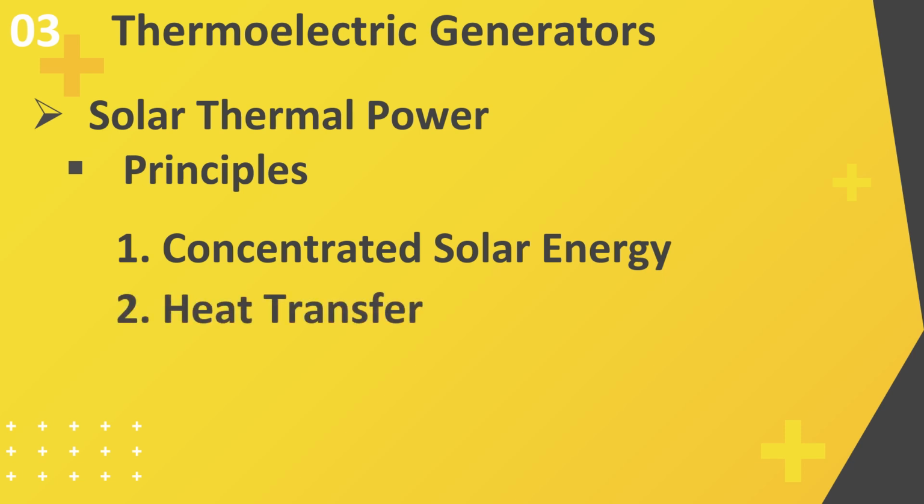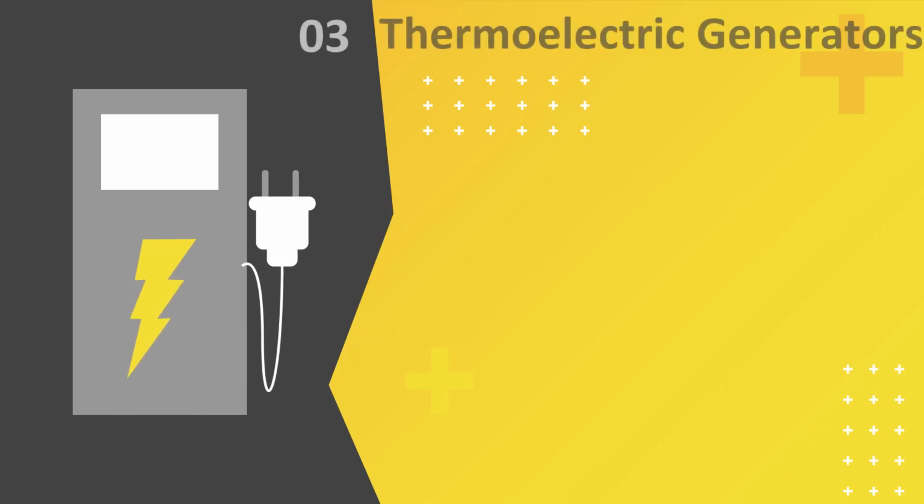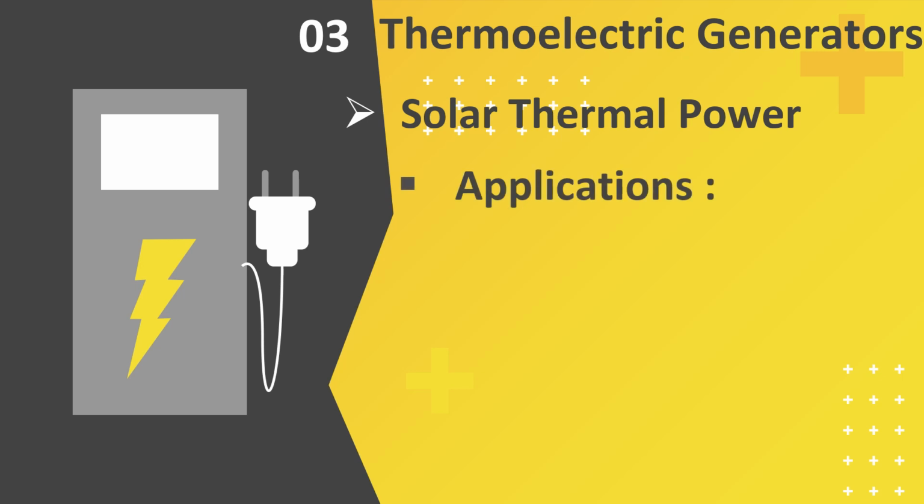2. Heat transfer. The heat absorbed by the receiver is transferred to a working fluid, such as oil or molten salt, which circulates through the system. 3. Power generation. The high-temperature heat is used to generate steam, which drives a turbine connected to a generator, producing electricity.